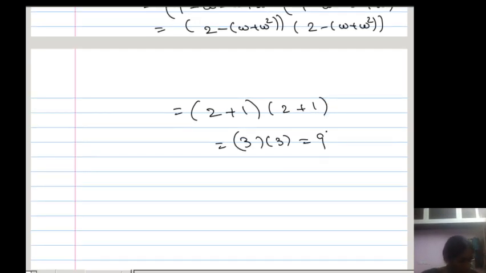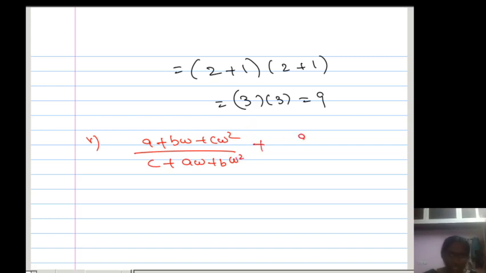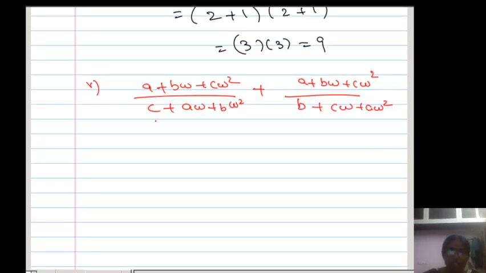Okay, so next, last question. So we can finish this exercise also. Please cooperate. So what is the next question? (a + bω + cω²)/(c + aω + bω²) + (a + bω + cω²)/(b + cω + aω²). So I just want to simplify this.